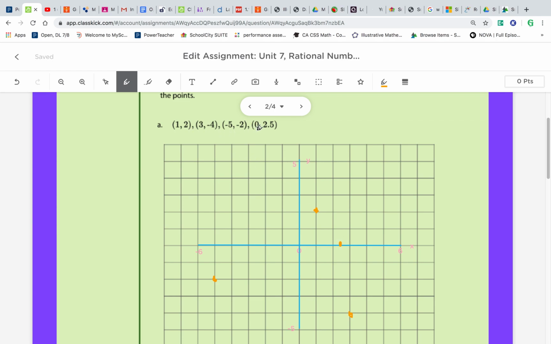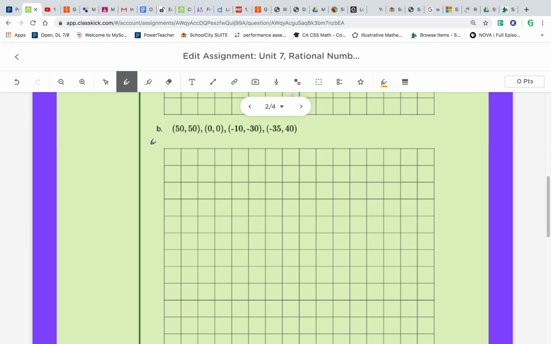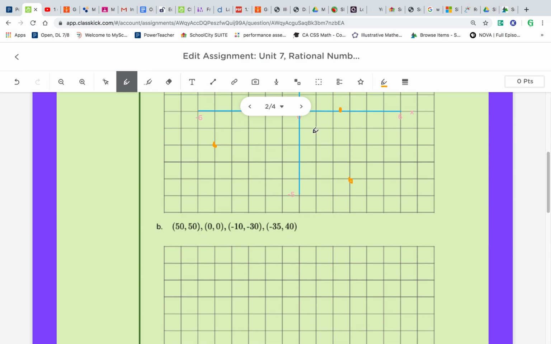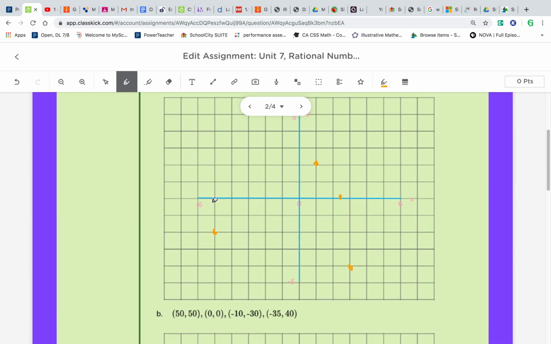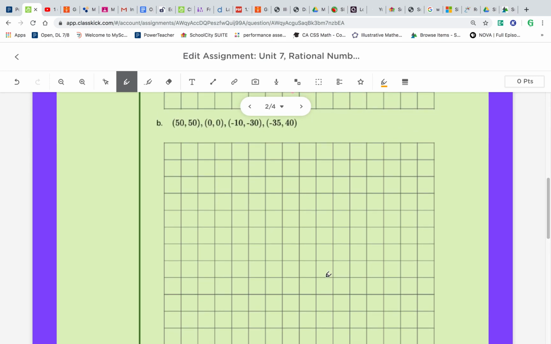Okay. They don't have any letters or anything to label the points with, so we can just leave them as points like that. Now for the next one here, we have a different looking set of numbers, right? I see 50, I see 0, I see -30, -35. So for this one, it's not going to make sense to make the axes the same way, labeling them with -6 or -5. We are going to need bigger numbers.